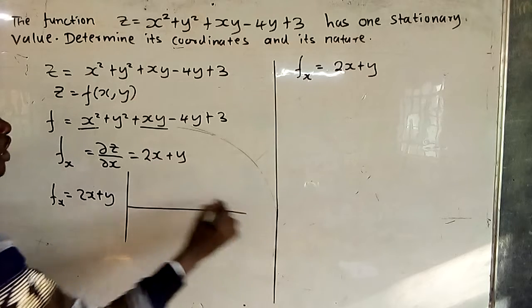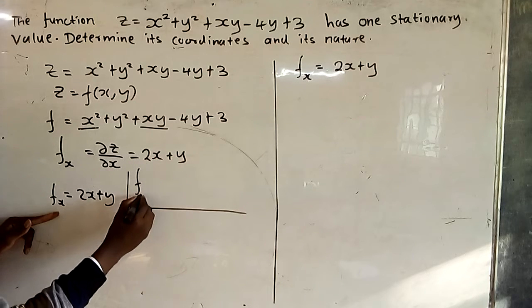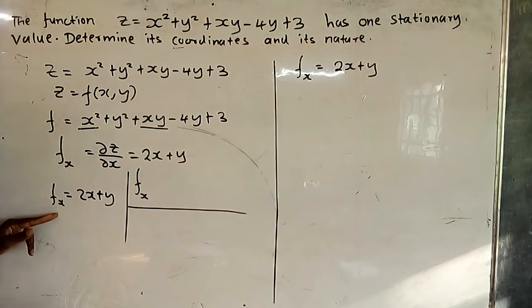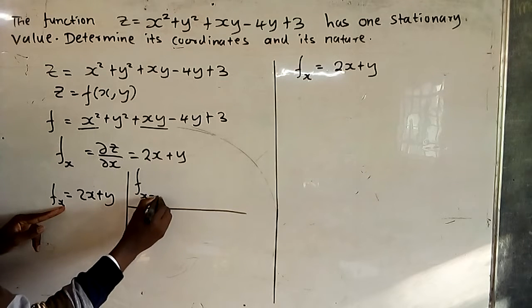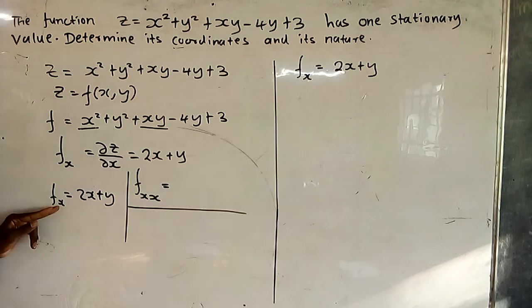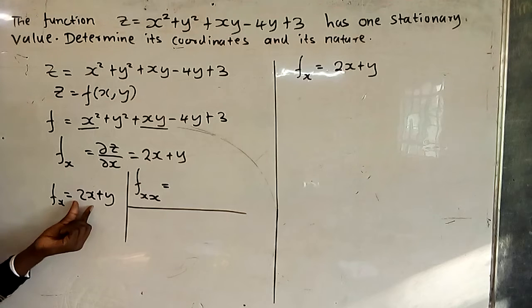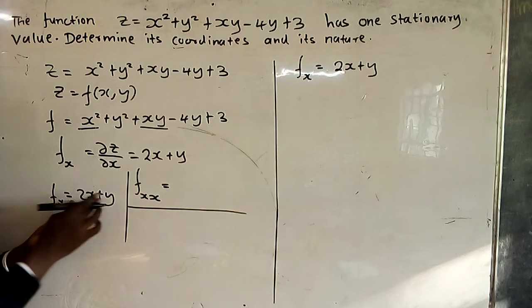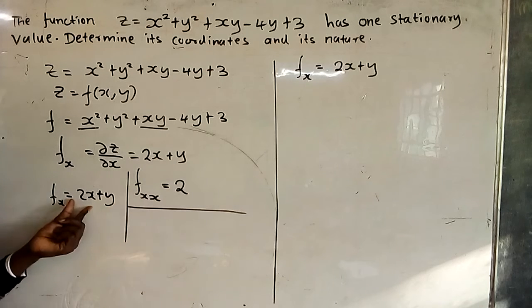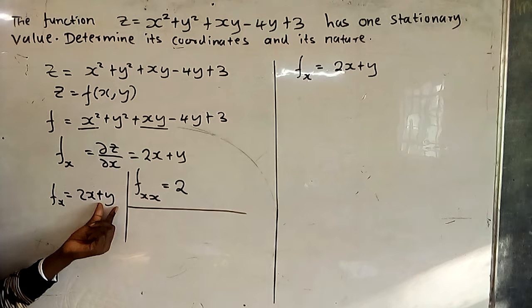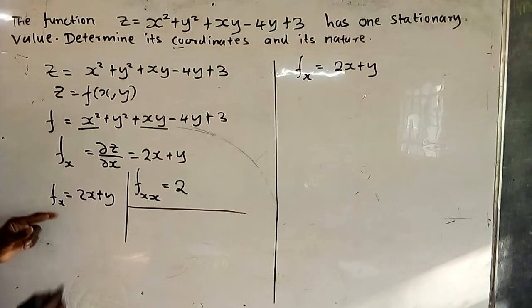So we now use it to get, the first time we differentiated partially with respect to x, the second time we want to differentiate again partially with respect to x. Are you seeing that? So if we differentiate this again partially with respect to x, only x is a variable, anything else is a constant. Are we together? Yes. So if you differentiate 2x, you get 2. If you differentiate y, you get 0, because there is no x here. Are we together? Good. You go to the next one.